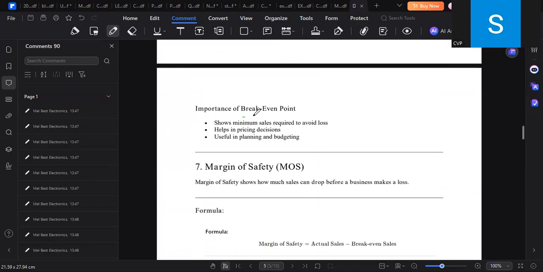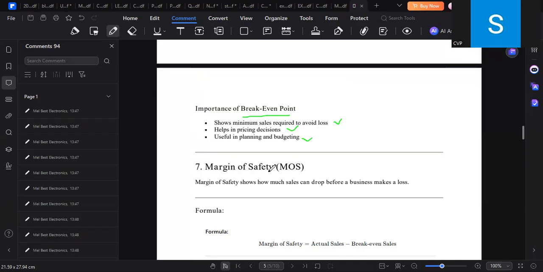So the importance of break-even point is that number one, it will help us show the minimum sales that we require to produce in a company to avoid making a loss. It is also helpful when we're making decisions as a firm as to what the optimal production point is. It is also very important in our planning, in our budgeting.